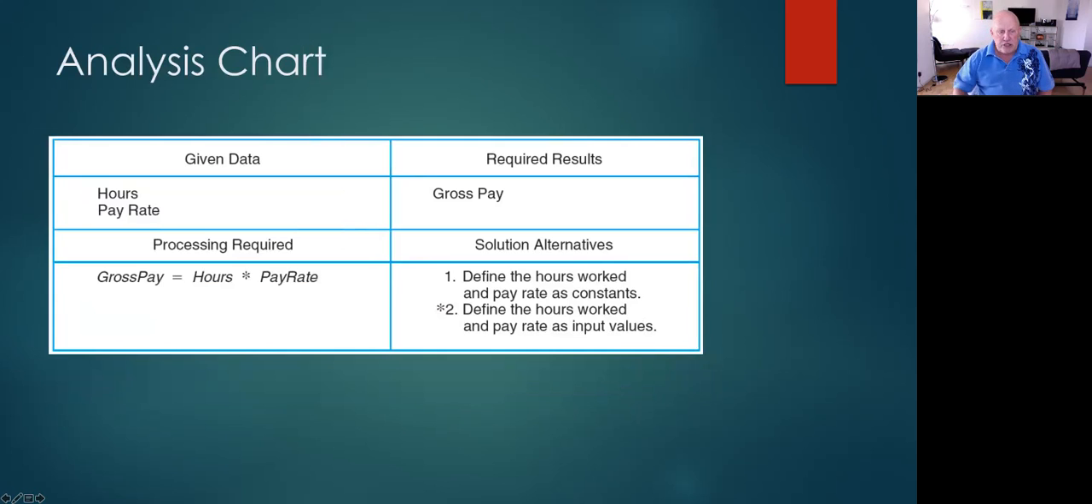So in your project, you should include an analysis chart. Given data: hours, pay rate. Processing required: gross pay equals hours times the pay rate. Required results: gross pay. Solution alternatives: 1, define the hours worked and pay rate as constants; 2, define the hours worked and pay rate as input values.